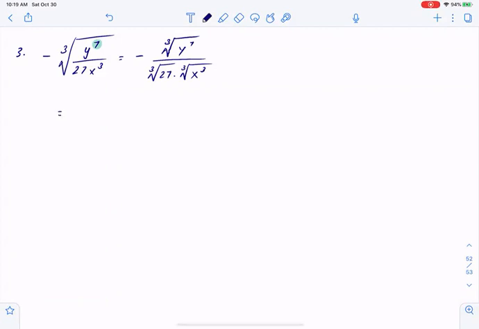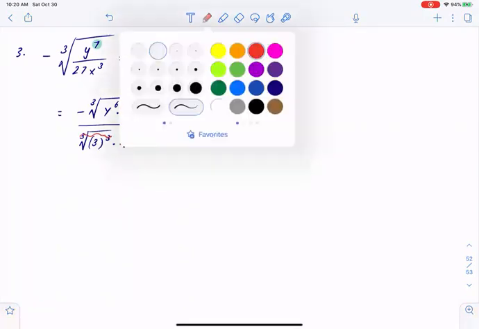And I can write 6 plus 1, which is the same as saying y raised 6 times y. That would be y raised 7. The denominator, I can write 27 as 3 cubed. Now, the cube and the root will get cancelled.